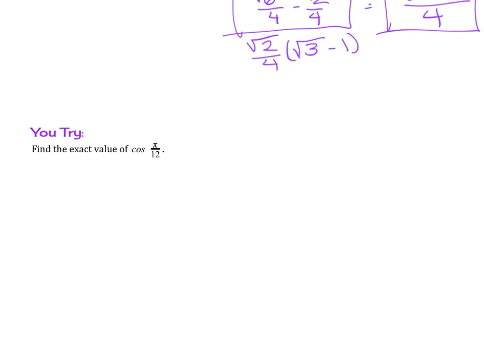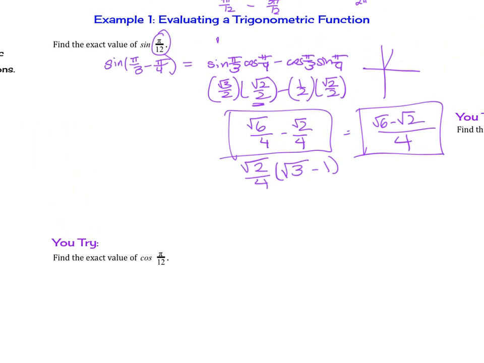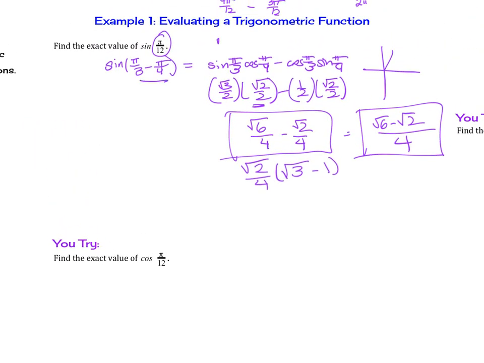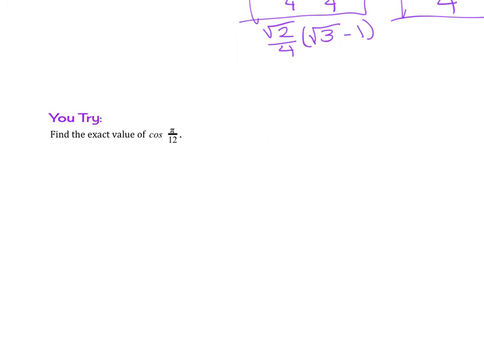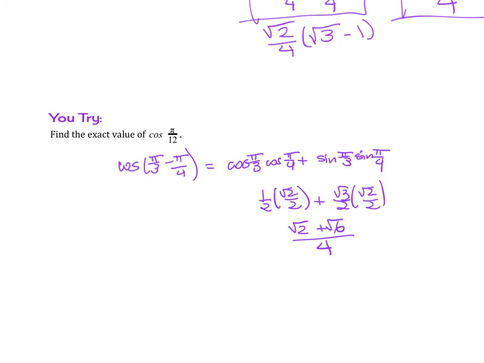So find the exact value of cosine of pi over 12. And so this is at least helpful because you already know pi over 3 minus pi over 4 is pi over 12. But I want you to be able to use the difference formula for cosine. So in this one, you use cosine of pi over 3 minus pi over 4. So cosine of pi over 3 times cosine of pi over 4 plus sine of pi over 3 times sine of pi over 4. Then you substitute the right values, and this is the answer you get.